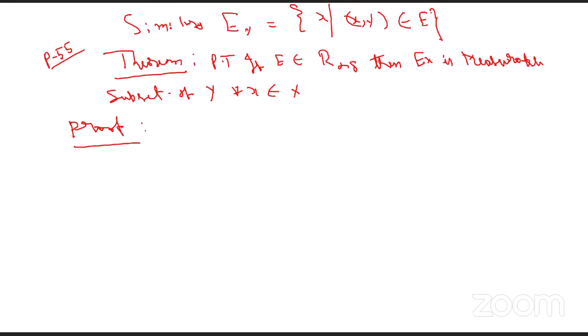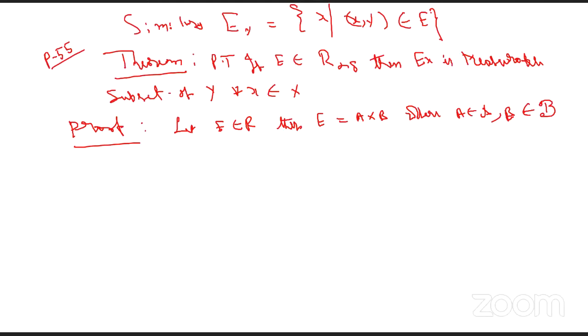Proof. First of all, suppose E belongs to R. Then E equals A cross B, meaning product measure, where A belongs to script A and B belongs to script B.